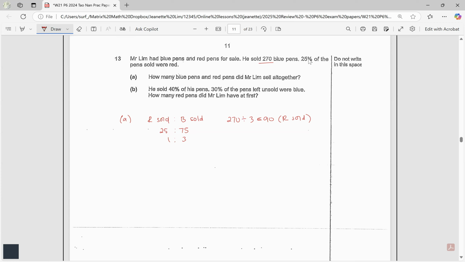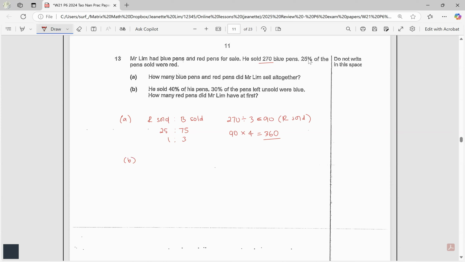Question is asking how many red and blue did he sell altogether. So we times 4, because the total is 4 units. And that's the number of red and blue sold.